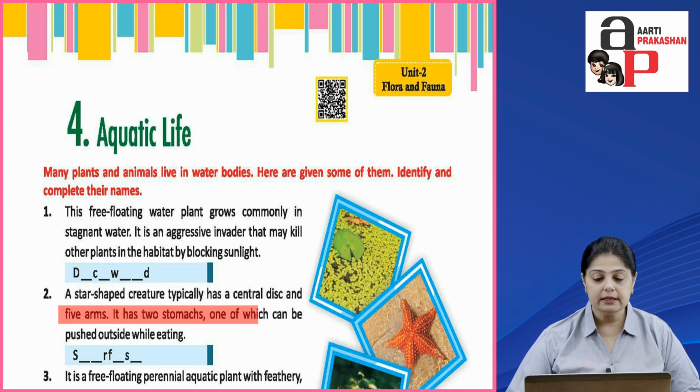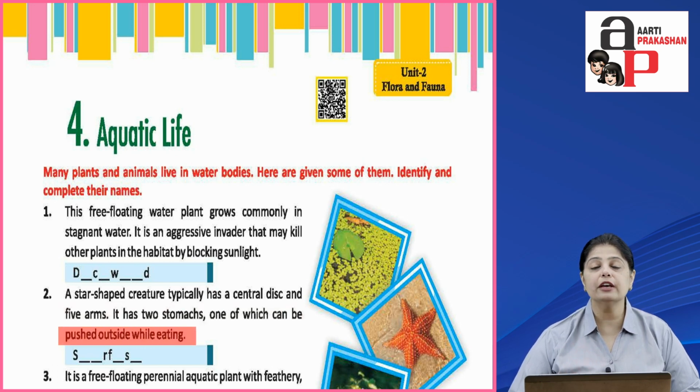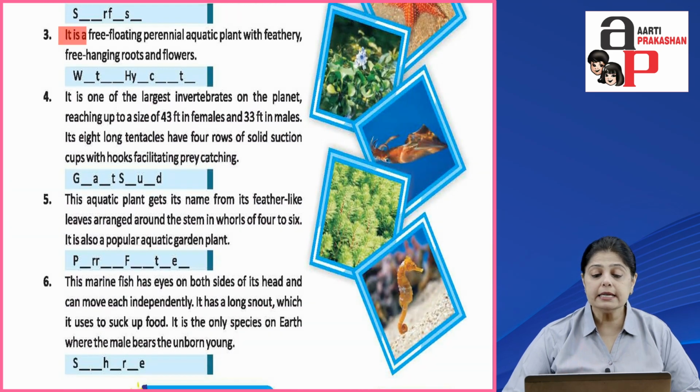Okay. Now, a star-shaped creature typically has a central disc and 5 arms. It has 2 stomachs, one of which can be pushed outside while eating. So, I don't know whether you guys have been to the beach or not, but sometimes you see these starfish. They do float and they do come out on the shore also with the tide. And as the tide goes back inside, they also go back into the water. So, this is a starfish because it looks like a star. S-T-A-R-F-I-S-H.